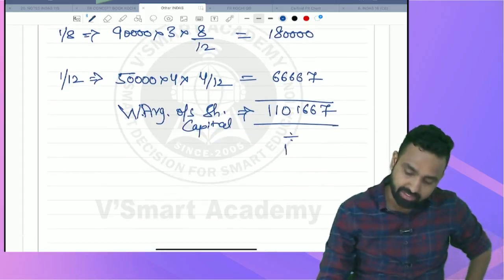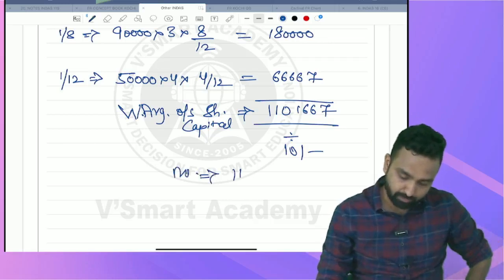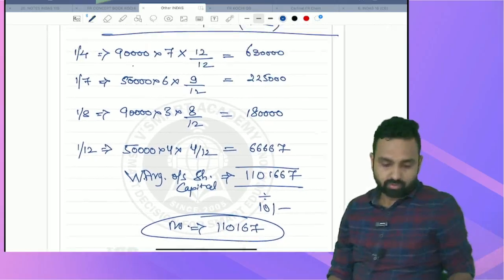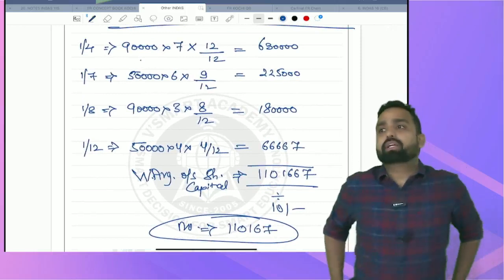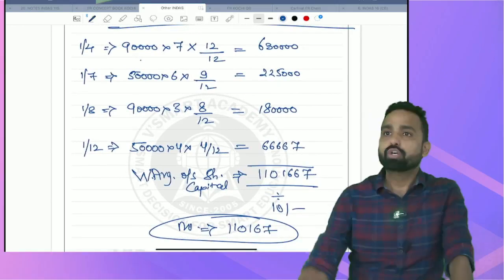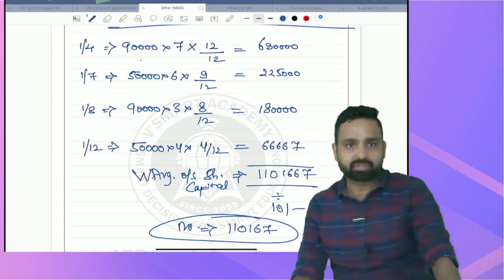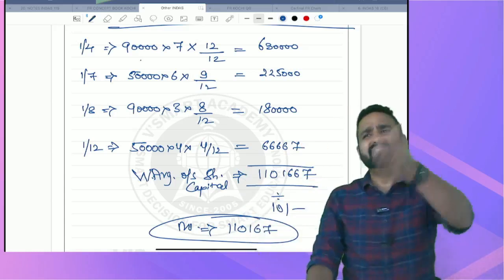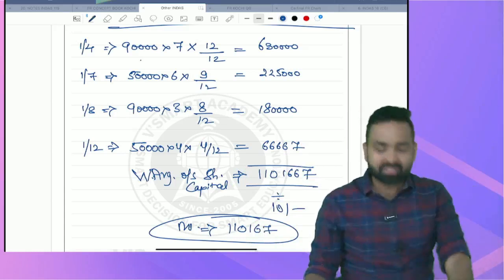Now divide by 10 rupees. Divided by 10 rupees, you will get the numbers: 110,167. Simple. Understood or not? So this is to be done as far as the partly paid up portion is there. Once you calculate the share capital, divide by 10, it's weighted average number of shares. Fine with this working? You have a second option, that every time you convert into equal or equivalent numbers. That is the second option you have.